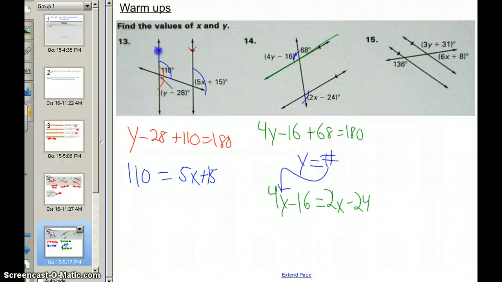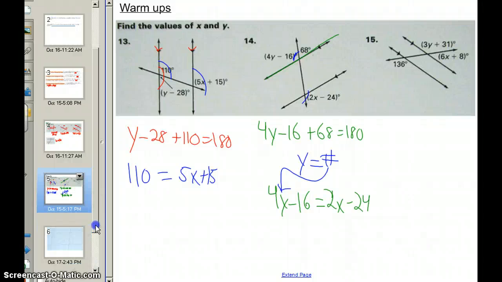All right. Number 15, same idea. I'll let you do that one. But you're just looking for those relationships. Look for the alternate exterior angles. Look for the alternate interior angles, corresponding angles, consecutive interior angles. Look for those relationships. So that's where the equation is going to come from so that you can set it up and solve for it.